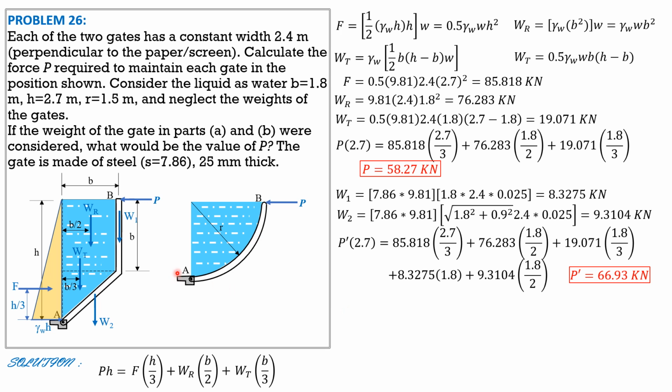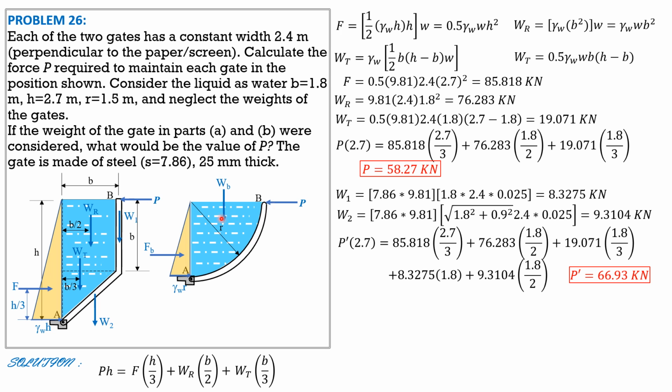Then in the second part, so for the horizontal force, the radius is denoted by R. So this is the pressure diagram. The pressure here at A is gamma of water times R because the height is R. Then let's have FB, and this distance is R over 3. This is WB, weight of water, inside this quarter circular section.